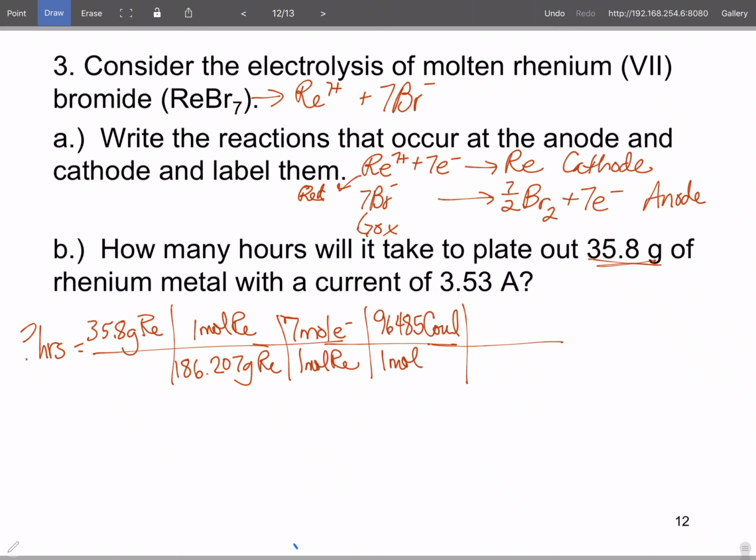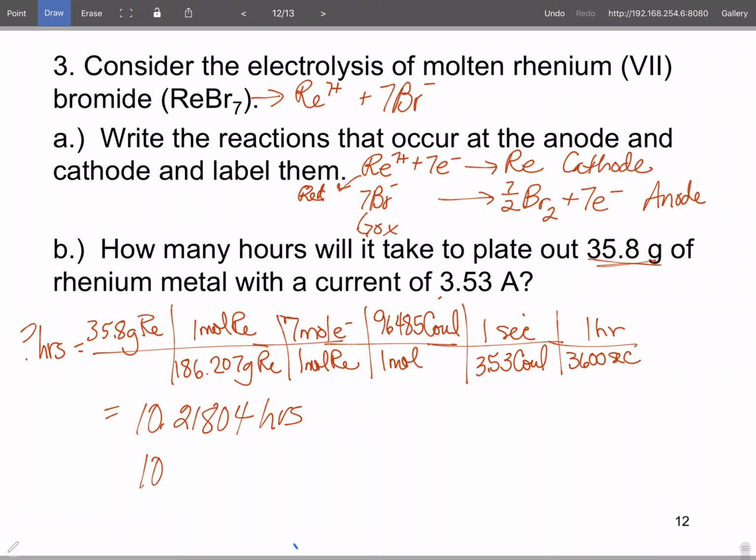And we know that our amperage is 3.53 coulombs per 1 second. And we know that there are 3,600 seconds in 1 hour. So when we do the math, we get 10.21804 hours, or 10.2180 hours. Okay, this is what it would take to plate out that much of the rhenium.